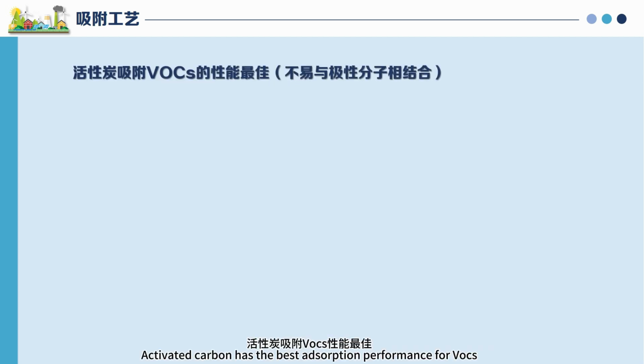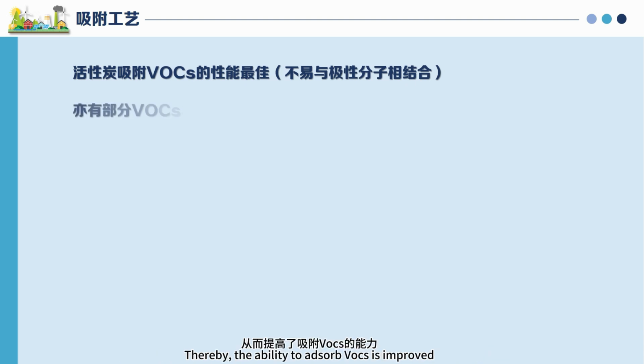Research shows that activated carbon has the best adsorption performance for VOx. The reason is that other adsorbents, for example, silica gel and metal oxides, have polarity. Under the condition of water-vapor coexistence, the water molecule binds to the polar molecule of the adsorbent, so that the adsorption performance of the adsorbent is reduced. Activated carbon molecules are difficult to combine with polar molecules. Thereby, the ability to adsorb VOx is improved.